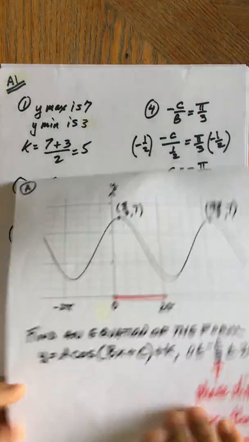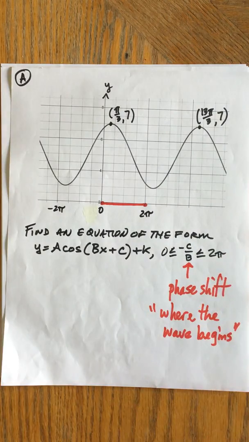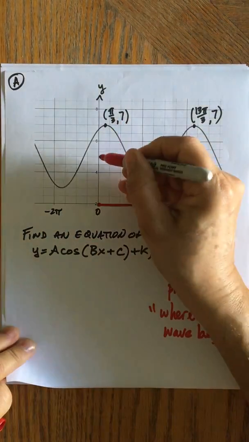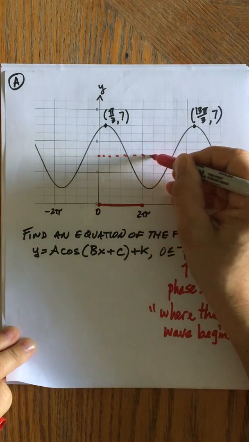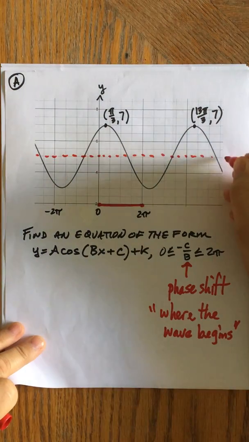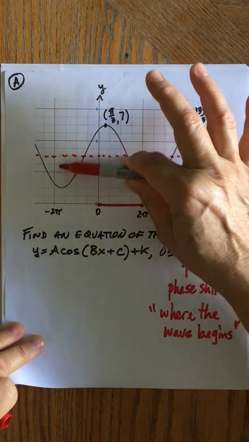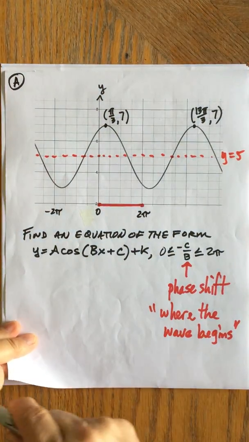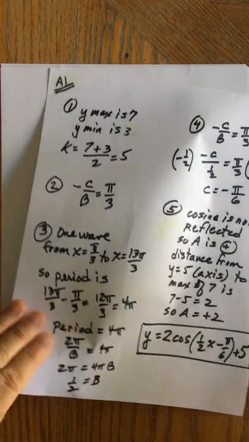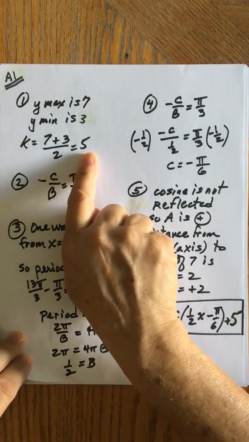Oh, by the way, the K, I forgot about that part. The K is in the middle of the max and the min. So here we go from 3 to 7. So 5 right here. That is your new axis, y equals 5. So this is y equals 2, 3, 4, 5, 6, 7, that kind of thing. So I find that, and basically I average the max and the min to get the new axis.